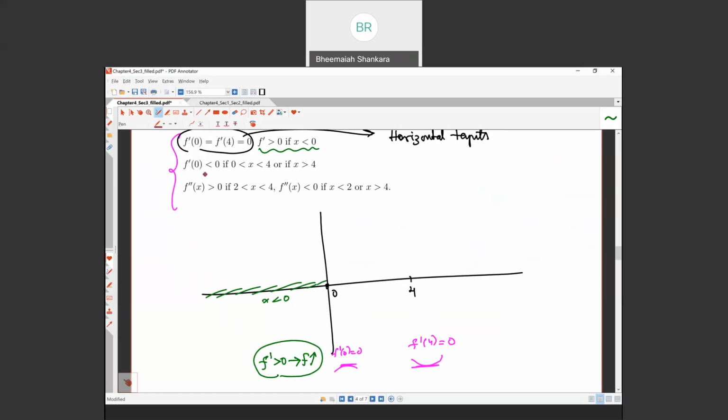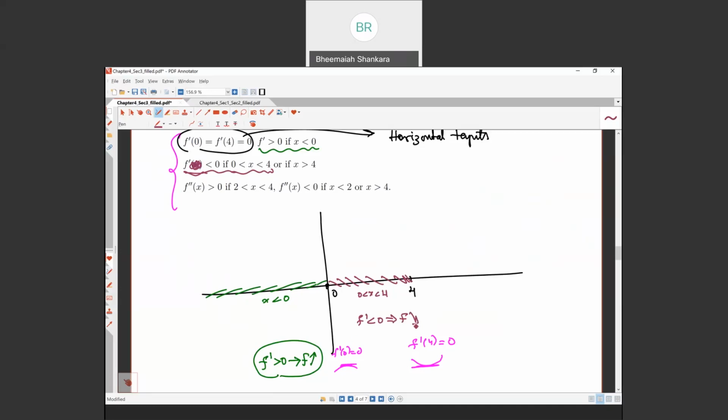F prime is less than 0 on the interval 0 to 4. So 0 to 4, that is this interval, this is 0 less than x less than 4 interval. The f prime at 0 should be less than 0. So the slope is decreasing. This should not be f prime 0, but this is a typo. It's just f prime is less than 0. So slope should be decreasing at this interval. If the slope is decreasing, if you try to draw the function graph is decreasing.